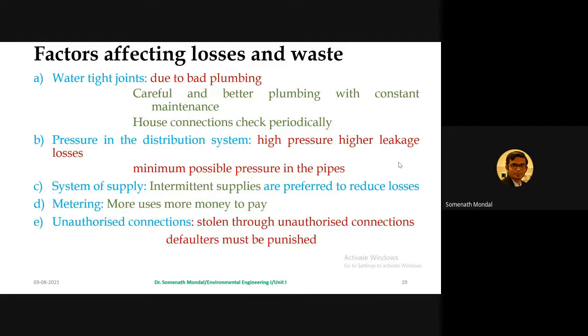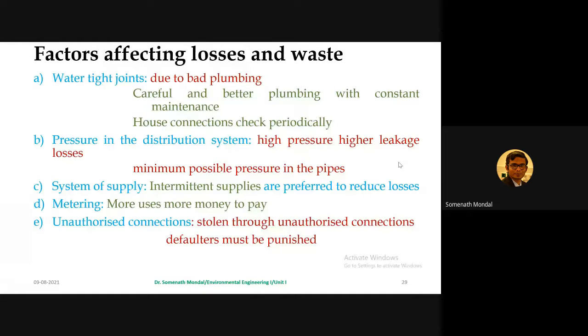Like I can tell you here, if the pressure is increased by 10-meter head, then the loss can increase up to 20 to 30%. Therefore, in order to keep that leakage less, it is desirable to keep the pressure in the pipes to a minimal possible value. On the other hand, multi-story buildings should be encouraged to develop their own storage.